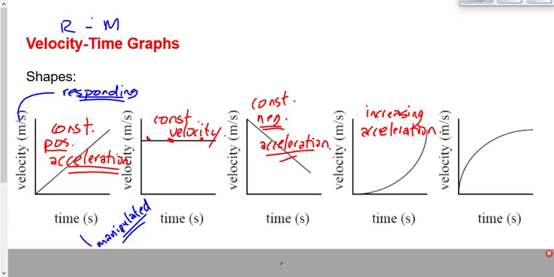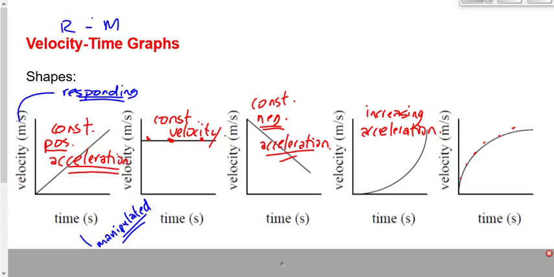Now, what do you think the next one is? Good. Be careful with this. You're absolutely correct in the way you said that. A decreasing acceleration. It's still speeding up. Look, the velocity is increasing. It's getting higher and higher and higher. But it's not getting higher as quick as it was before. So it's accelerating. It's not decelerating. It's accelerating, but it's not accelerating as quickly.